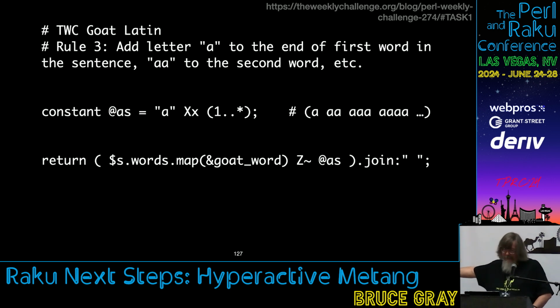With that constant in my program, all I have to do, I use the X there, I've got the Z down there. I concatenate the right number of A's, matching up because I want the first one to be the first one and the second one to be the second one. So I break the sentence into words, map each word through the goat word routine that you don't see here, and zip, concatenate it to the A's and join them on space. Bob's your uncle.